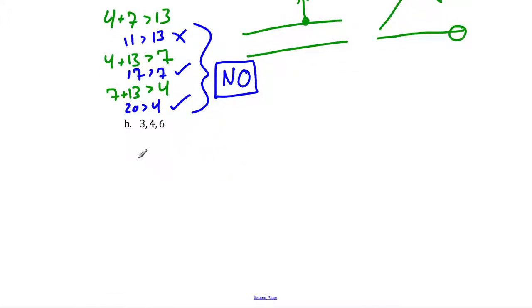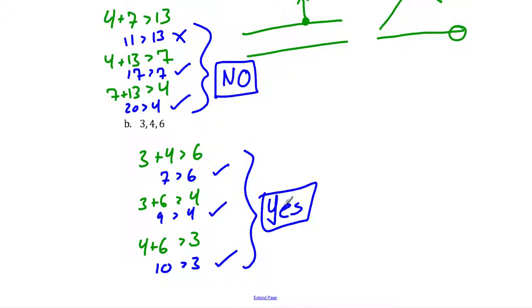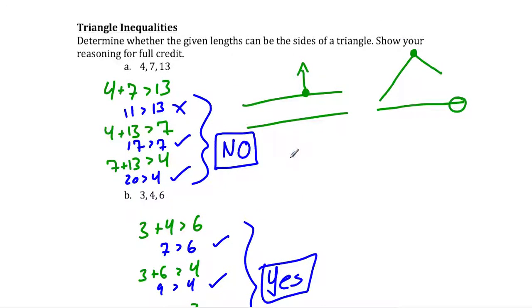If you think about it over here, again, the 3 inequalities we're going to have, 3 plus 4 must be greater than 6. 3 plus 6 must be greater than 4. And 4 plus 6 must be greater than 3. 3 plus 4 is 7. And 7 is greater than 6. 3 plus 6 is 9. And is that greater than 4? Yep. And 4 plus 6 is 10, which is greater than 3. So all of these work out, so the answer is yes. So make sure you understand the difference there.